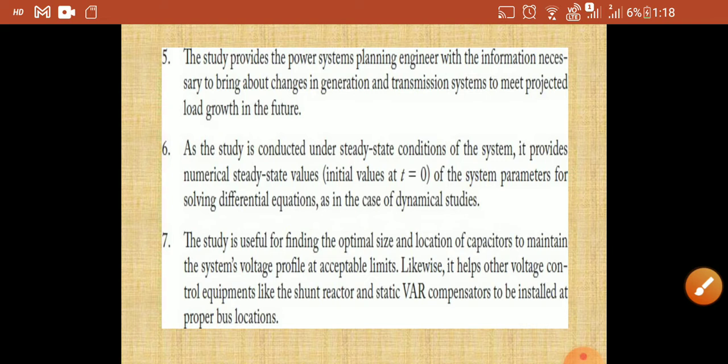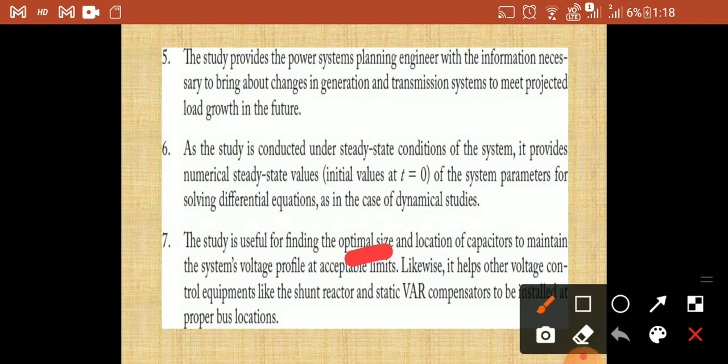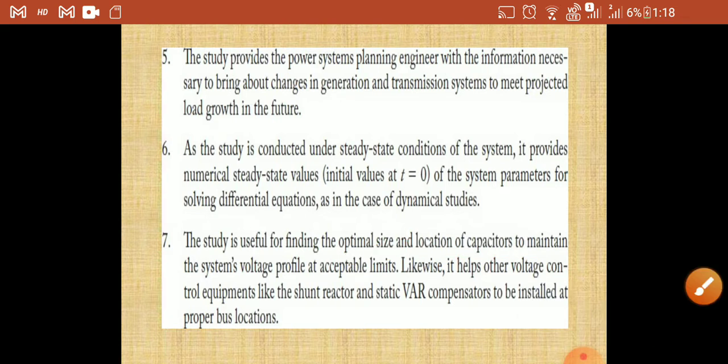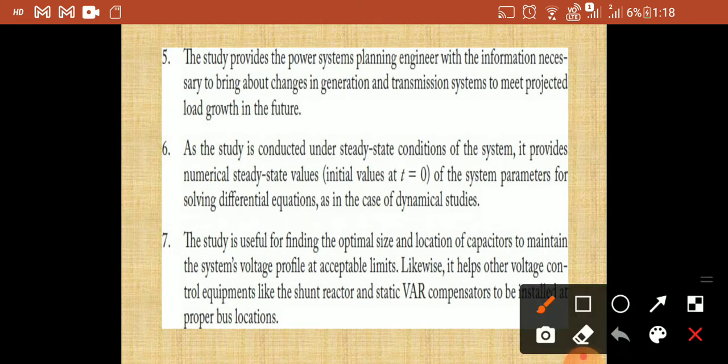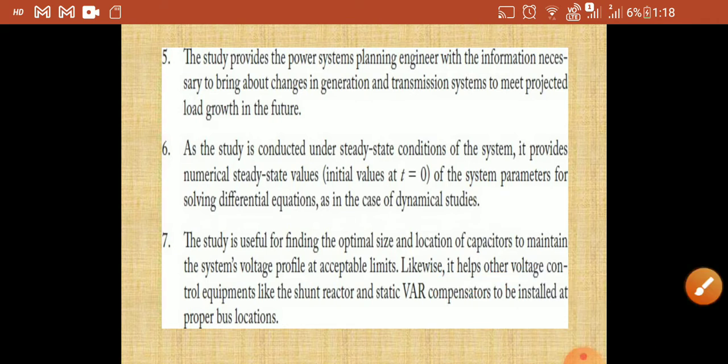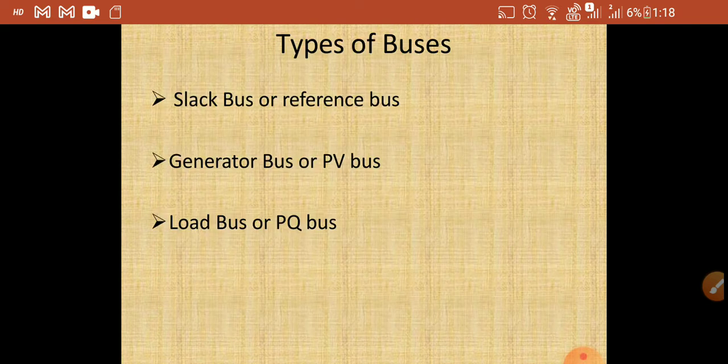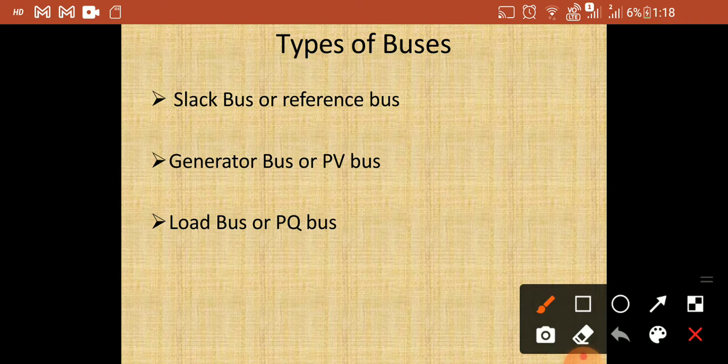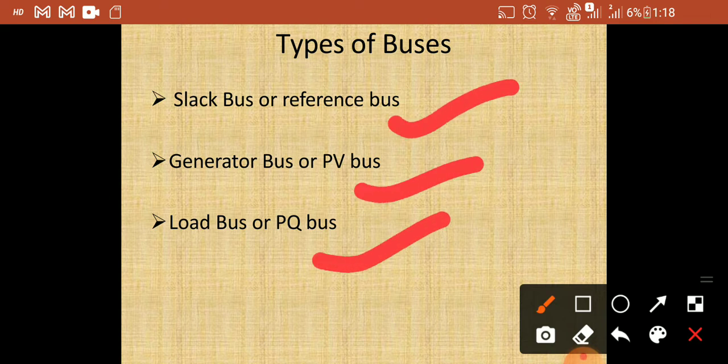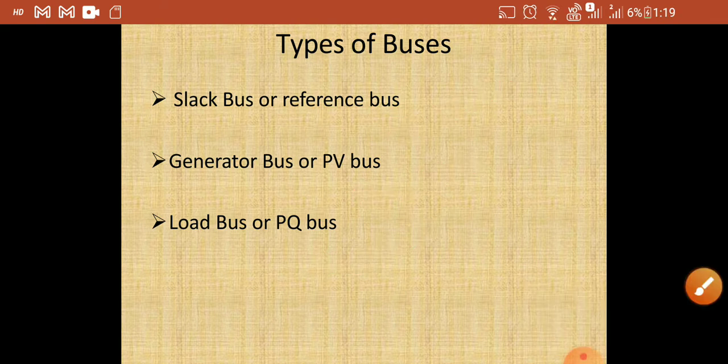Seventh point, the study is useful for finding the optimal size and location of capacitors to maintain the system's voltage profile at acceptable limits. Likewise, it helps other voltage control equipment like shunt reactors and static VAR compensators to be installed at proper bus locations. These are the types of buses: slack bus or reference bus, generator bus or PV bus, and load bus or PQ bus.